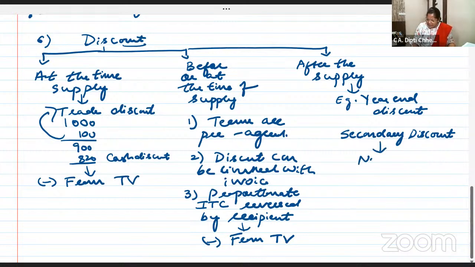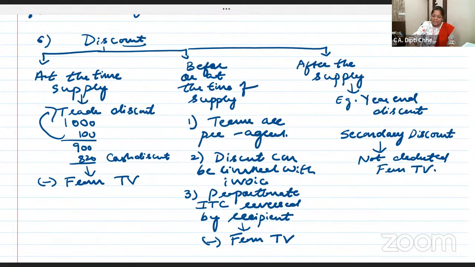Okay, then they are not deducted from transaction value. Is my speed fine? I'm fitting it into your mind. That's why I'm asking you to write. Anyone is having any doubt in writing the discount?